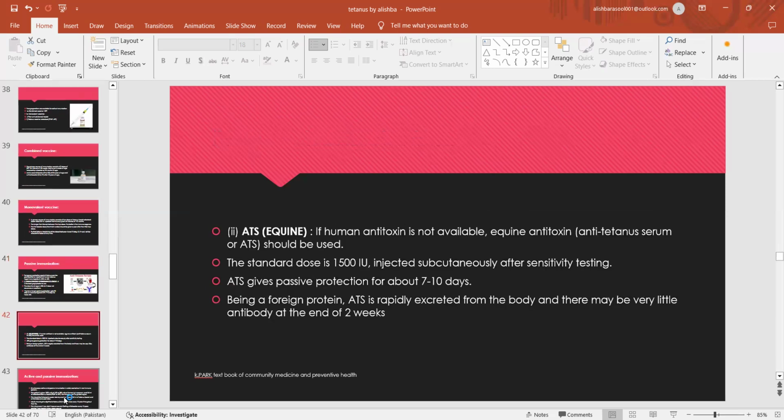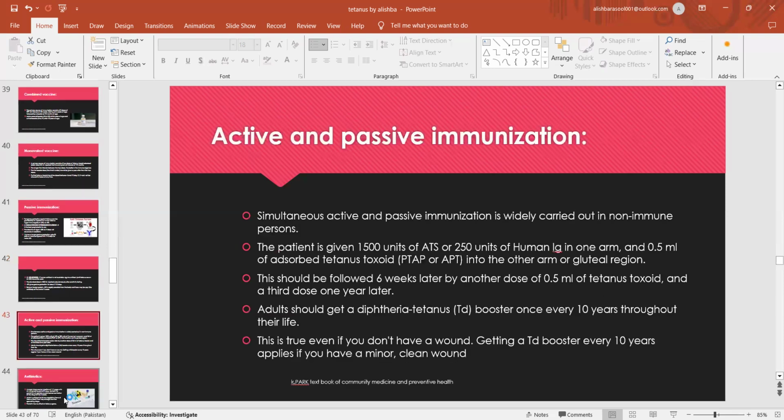ATS: if human antitoxin is not available, equine antitoxin, anti-tetanus serum, or ATS, should be used. The standard dose is 1500 IU injected subcutaneously after sensitivity testing. ATS gives passive protection for about 7 to 10 days. Being a foreign protein, ATS is rapidly excreted from the body, and there may be very little antibody at the end of 2 weeks.